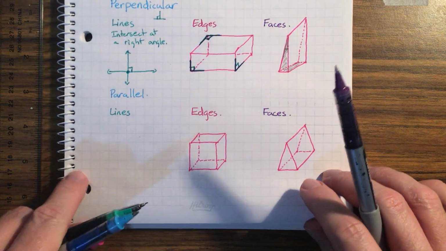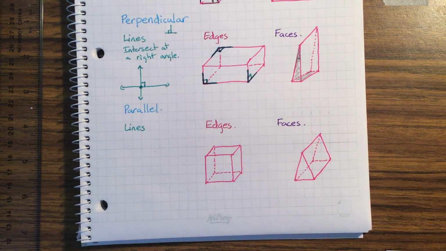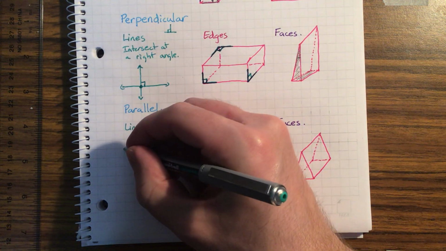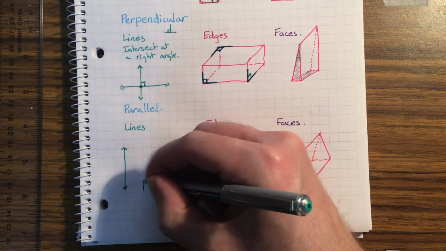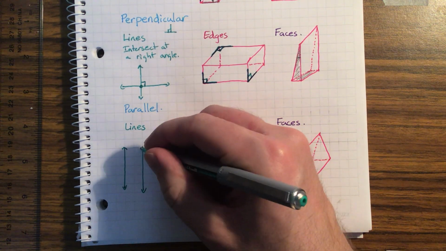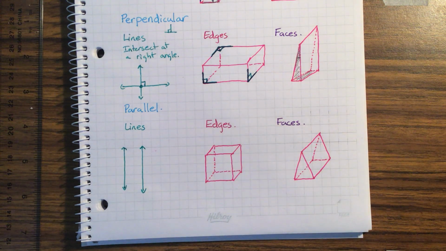Now lastly, let's look at parallel. Parallel lines, they will never intersect. Even if you extend them on forever, parallel lines will never intersect. Those two lines are parallel vertical lines. Edges. We can find parallel edges as well.